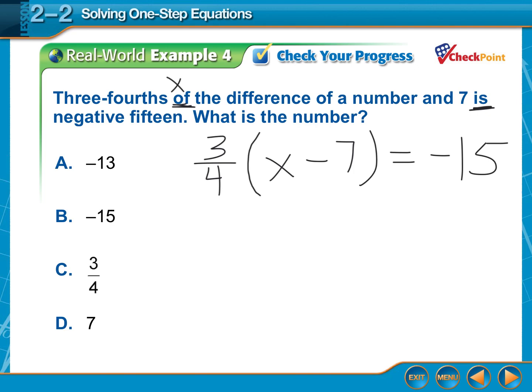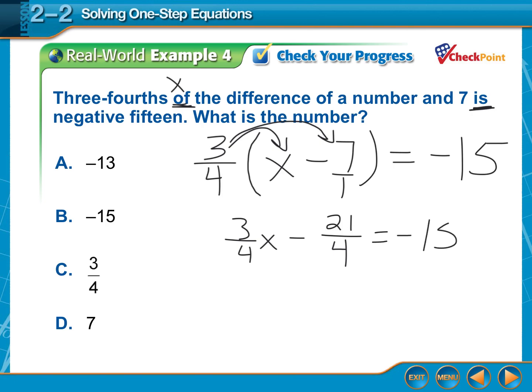How do we solve this? We can distribute first. What's 3/4 times x? 3/4 x. Yep. How do you multiply those? On a calculator. You put the 7 over 1. Yep, 7 over 1. So what's 7 times 3? 21. 4 times 1 is? 4.